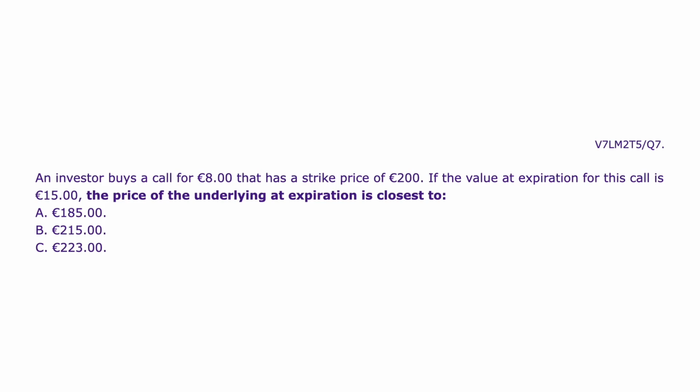An investor buys a call for €8 that has a strike price of €200. If the value at expiration for this call is €15, the price of the underlying at expiration is closest to: A. €185. B. €215. C. €223.